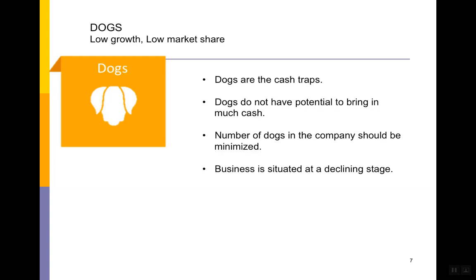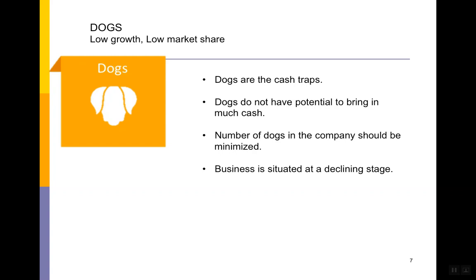Dogs may be considered for divestment. However, they may be retained in the portfolio for several reasons, like they may be providing crucial inputs to stars, question marks, or cash cows. They may be necessary to complete the product range. They may be held to keep competitors out, or for reasons like goodwill, sentimental factors, etc.